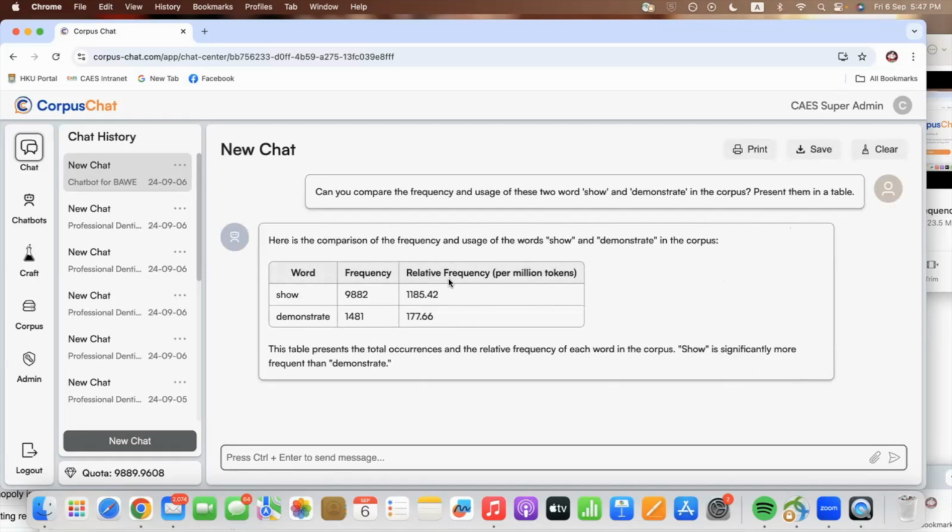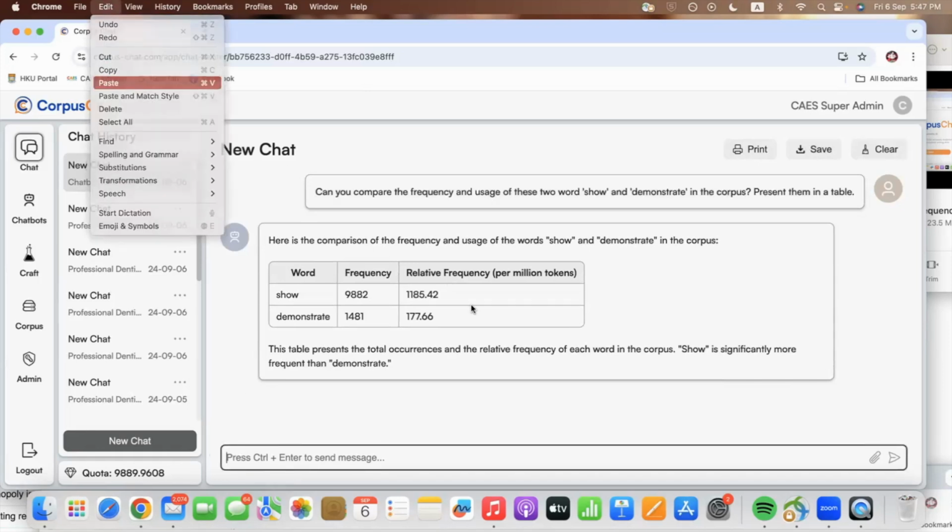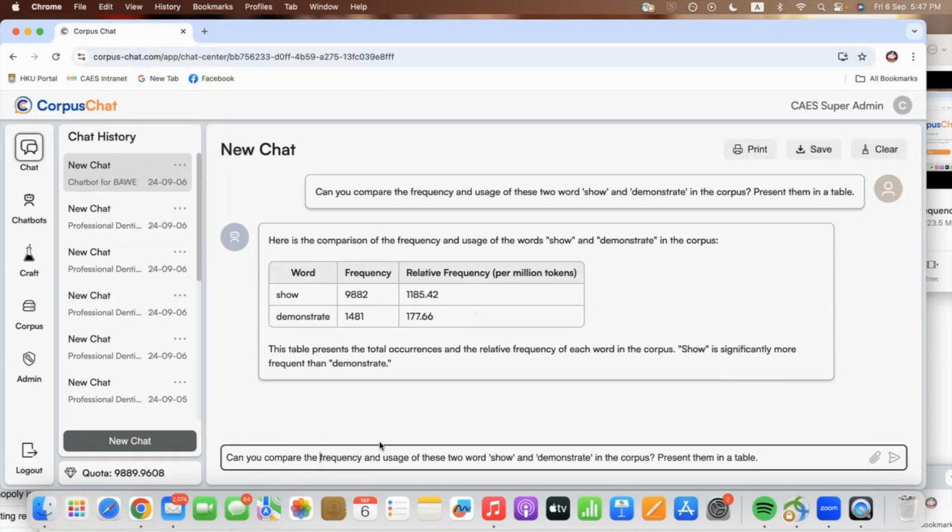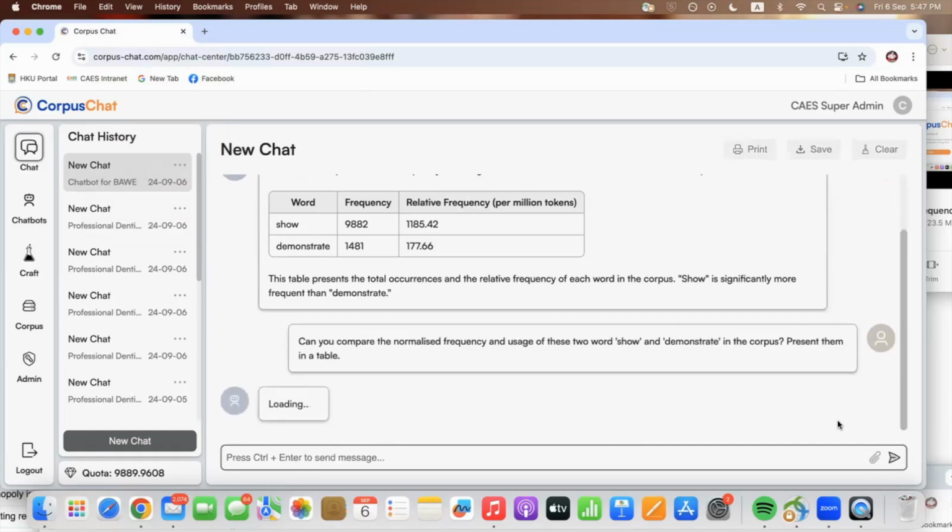Sometimes it may use another word for relative frequency. If you want to make it more specific, you have to say, give me the raw frequency or the normalized frequency. So you can try this once again, okay? You can copy and paste this question and then you can just modify this. For example, can you compare the normalized frequency, because you're comparing two words? In such a case, it is very important to make sure that the counts are comparable. So let's try this out again.